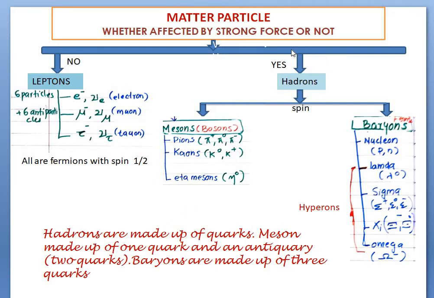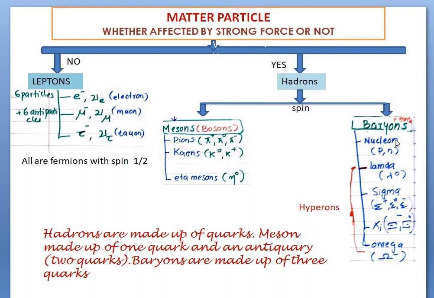Now let us discuss hadrons. So what are hadrons? They are particles which are affected by the strong force. Actually, leptons are affected by the weak force and electromagnetic force, and they are not affected by the strong force. Now let us discuss hadrons, which are affected by the strong force. Hadrons can be divided into 2 groups based upon their spin. They are mesons and baryons.